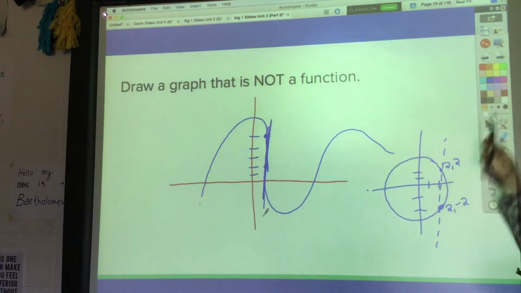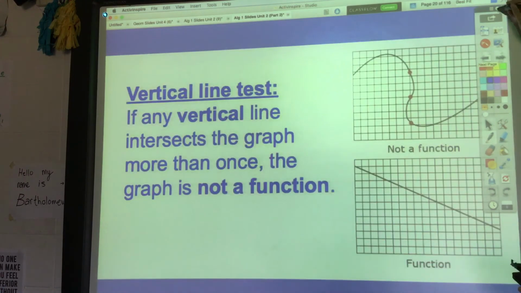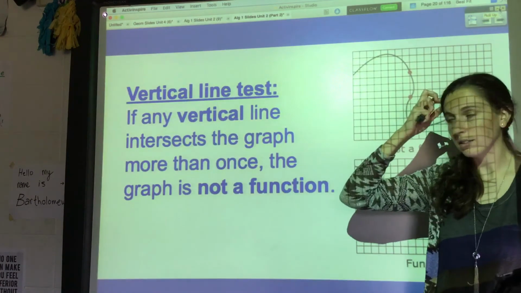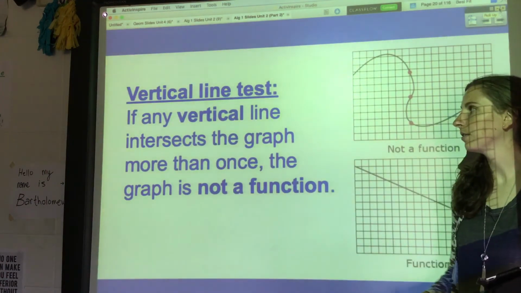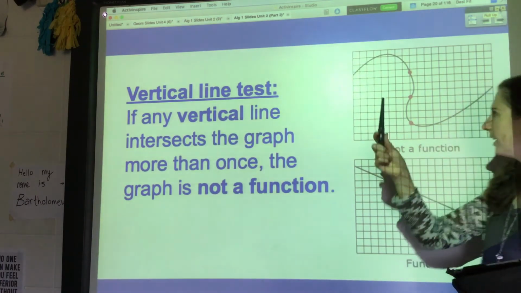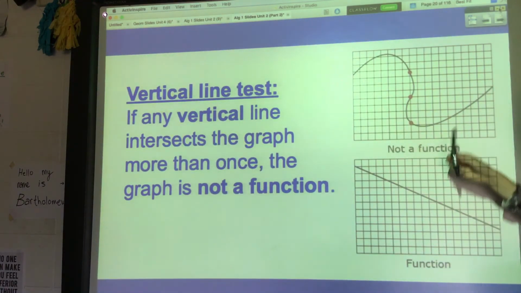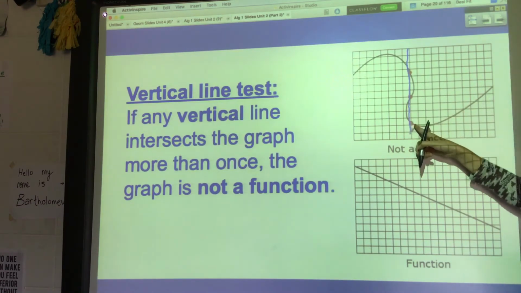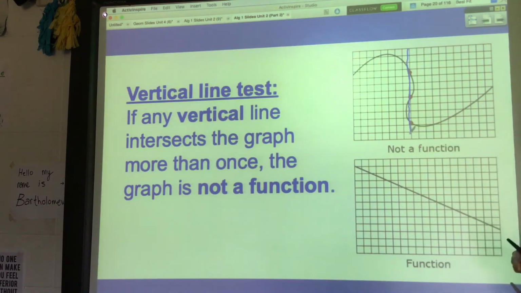It's not a function. Here's that if you want to write it in your notes. If any vertical line intersects the graph more than once, the graph is not a function. So use your pencil, your finger, pen like me. Do you see how right here in this graph, we actually hit it 1, 2, 3 times? And that makes it not a function.